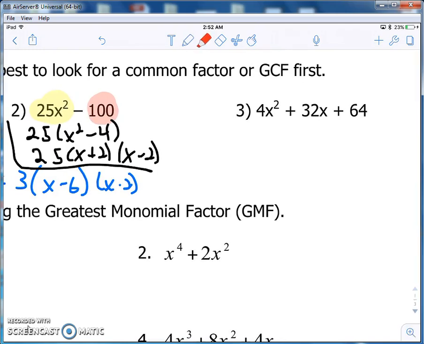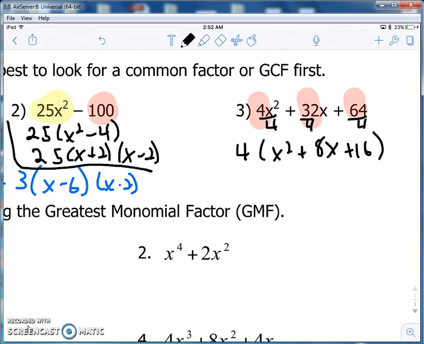Looking at the third one, as we look at these coefficients, they're all even, so they're divisible by 2. But we also want to check if they're divisible by 4, and in fact they are. We factor out the 4 and get x squared plus 8x plus 16. There are two numbers that multiply to be 16 but add to be 8. There are 4 and 4. And then we'll write that as x plus 4 quantity squared.